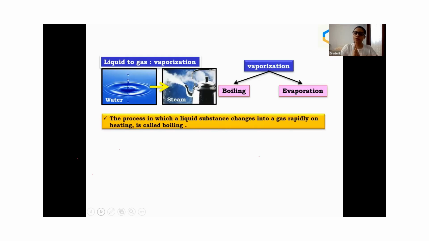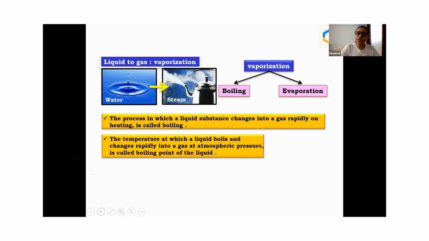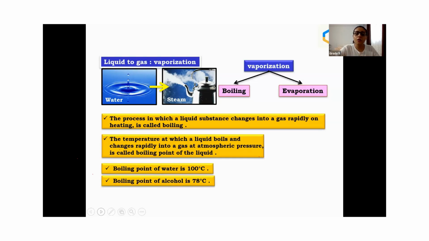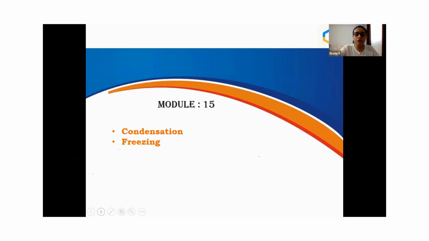So, the process in which a liquid substance changes into a gas rapidly on heating. Remember that we are providing external temperature. If we want to boil something, we need to provide an external temperature. So, it is called boiling. The temperature at which a liquid boils and changes rapidly into a gas at atmospheric pressure is called the boiling point of the liquid, which we already know is 100 degrees Celsius on the Celsius scale. Water boils at 100 degrees Celsius. Boiling point of water is 100 degrees Celsius. Boiling point of alcohol is 78 degrees Celsius.